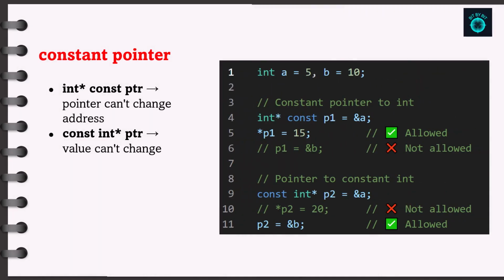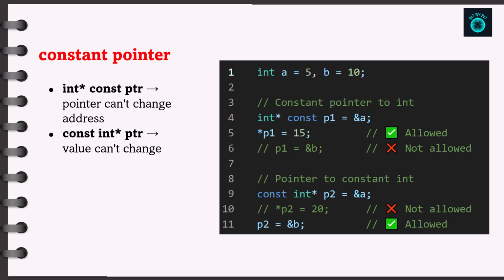Constant pointer. There are two ways to use the word const with pointers. If you write int* const p, the pointer cannot point to a different variable, but you can still change the value it points to. In our example, p1 points to a. We can change the value at a using *p1 = 15, but p1 = &b is not allowed. Now look at the second pointer, const int* p2. This means the pointer can point to different addresses, but the value at the address can't be changed. So p2 = &b is allowed, but *p2 = 20 is not allowed.